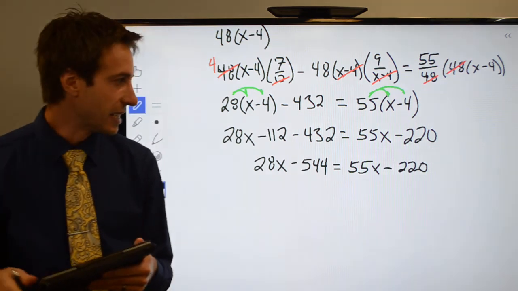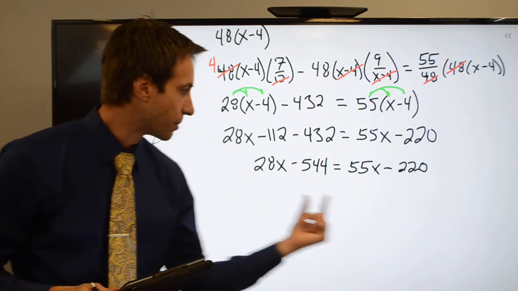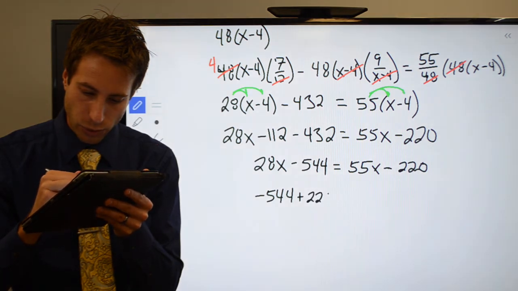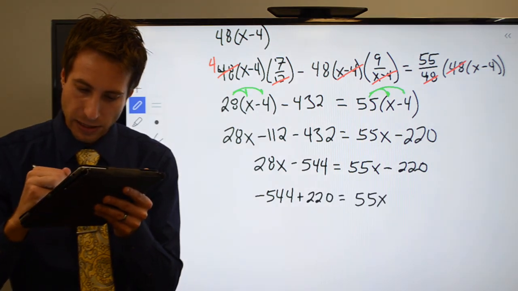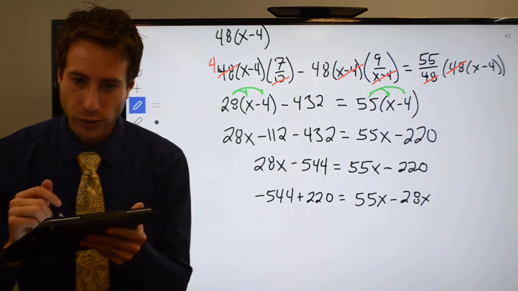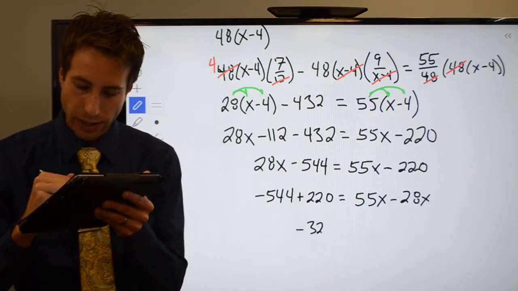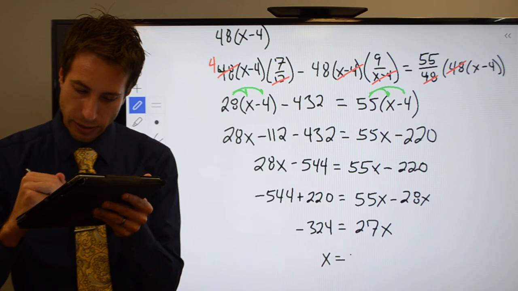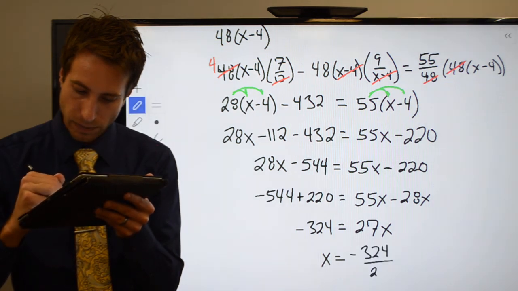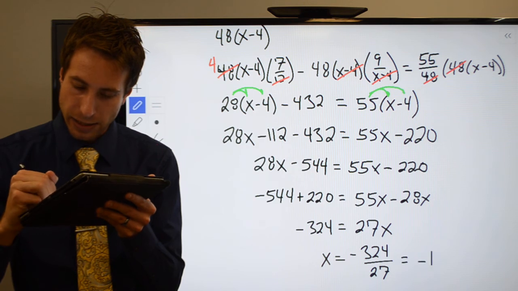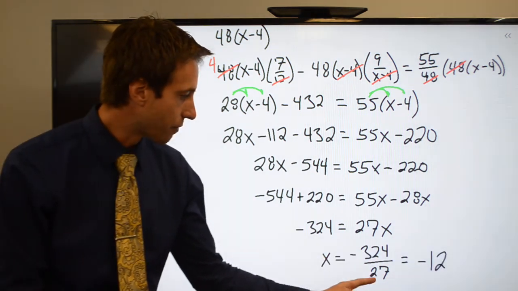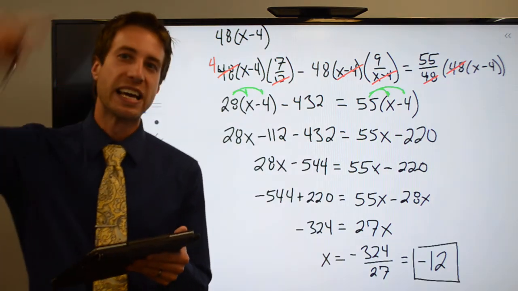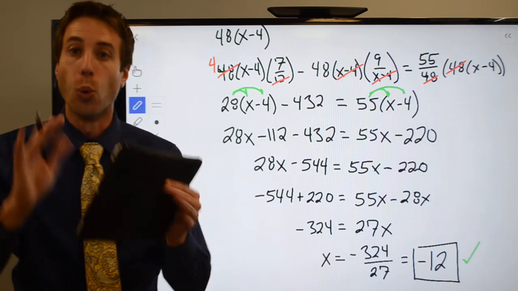Okay, and then what I'll do is add the 220 to the other side, subtract the 28x. So I have minus 544 plus 220 is equal to 55x minus 28x. And so here's what we wind up with. I wind up with negative 324 is equal to 27x. Go ahead, do that division. And I get a minus 12. So negative 324 divided by 27 is a minus 12. Again, you've got to check that, just plug that negative 12 into the original expression and it will check out for you.